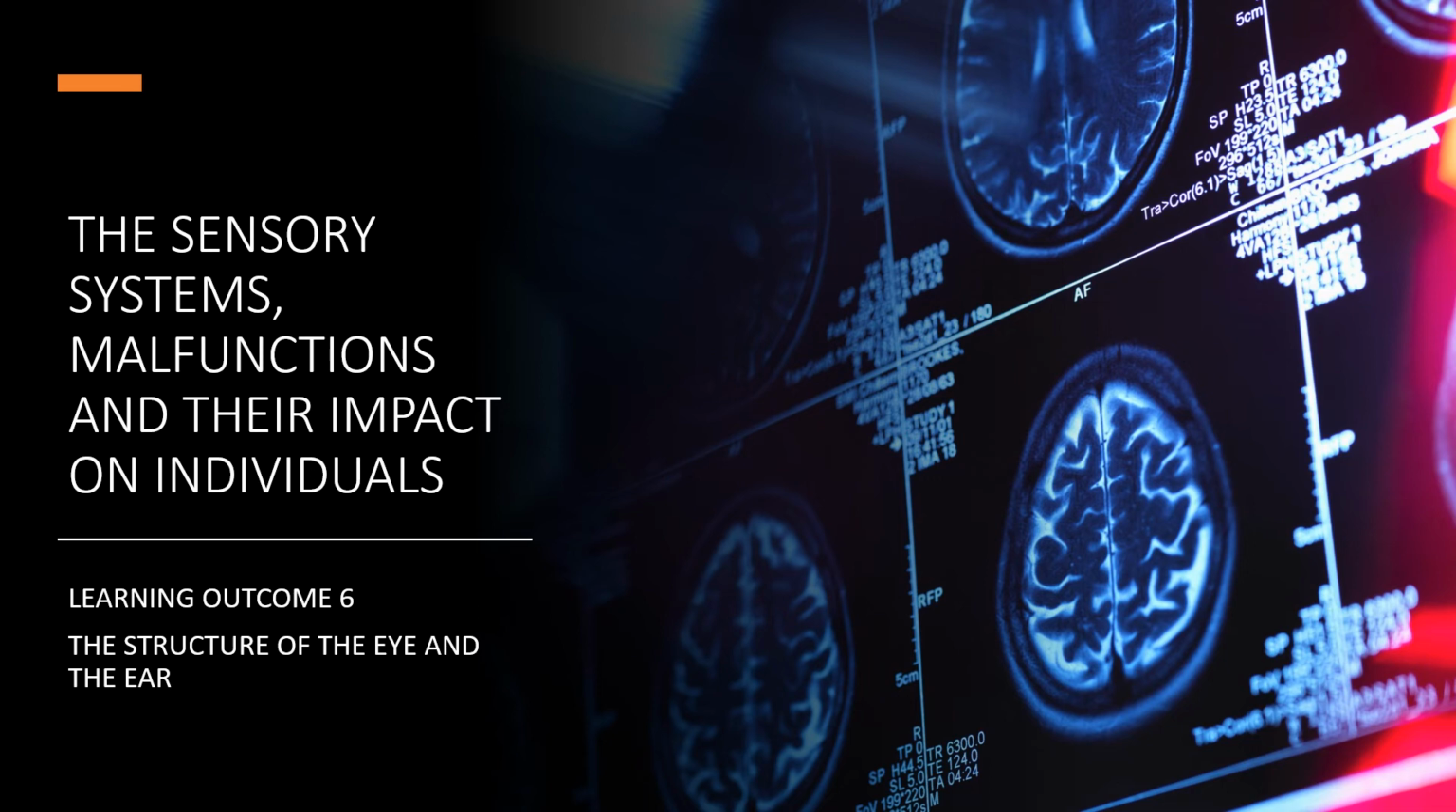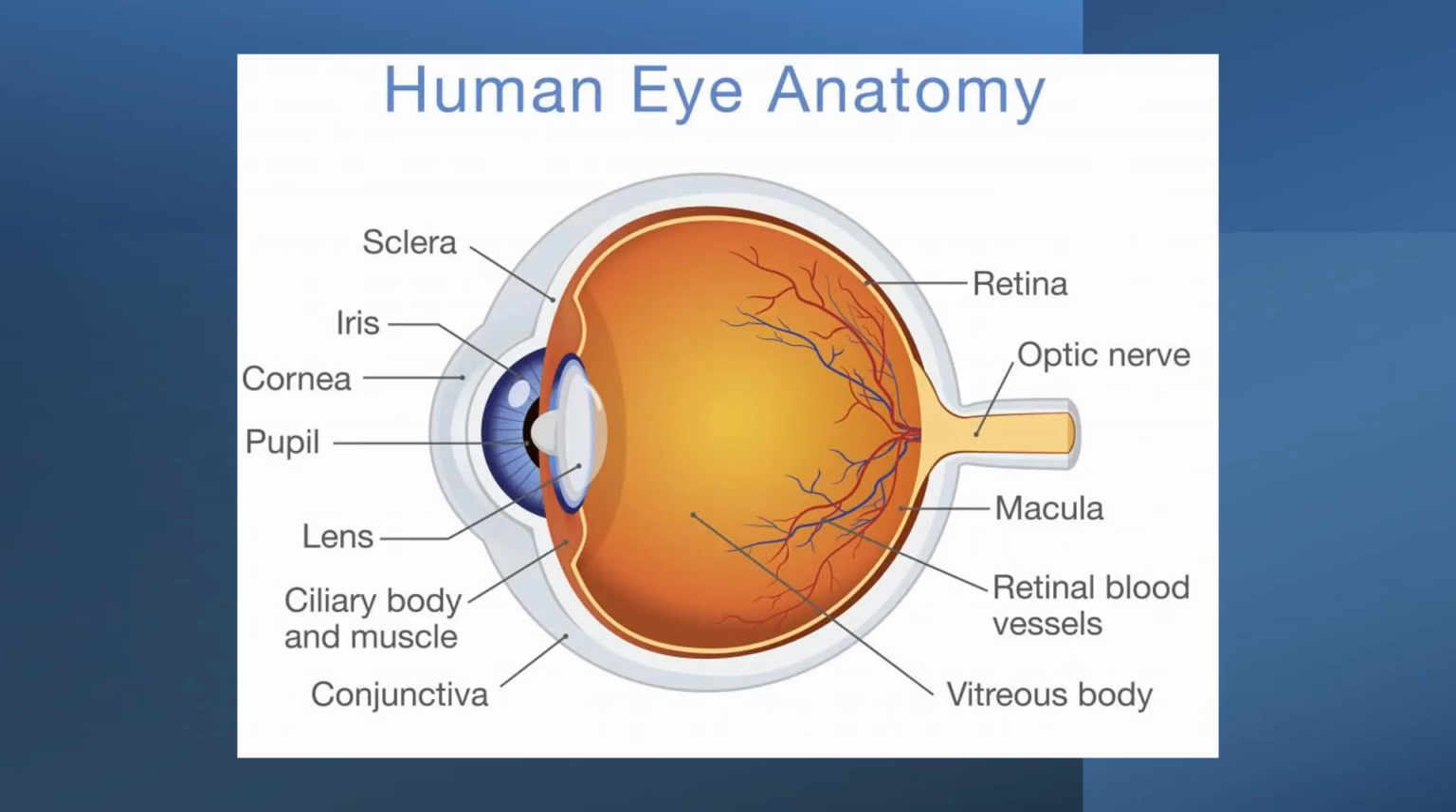We now move on to the sensory systems, malfunctions, and their impacts on individuals. We firstly move to the human eye anatomy. Make sure you are fully aware of all the different parts of the eye and how to label it. This is a very good diagram here, so it is worth stopping the PowerPoint, having a good look and seeing how much you remember. I think the easiest one to remember is perhaps the optic nerve, the pupil and the iris. It's just refreshing your memory on all the other parts of the eye.